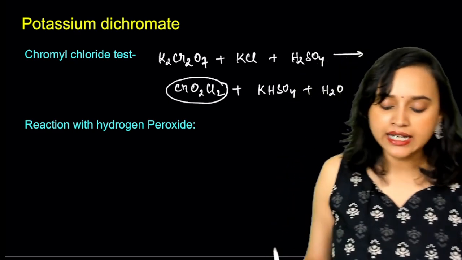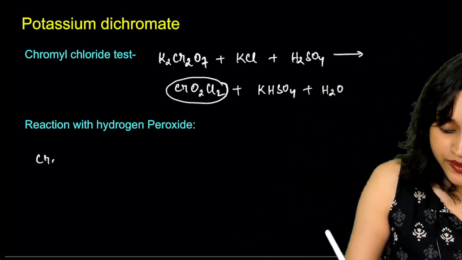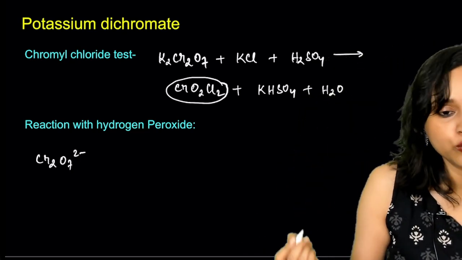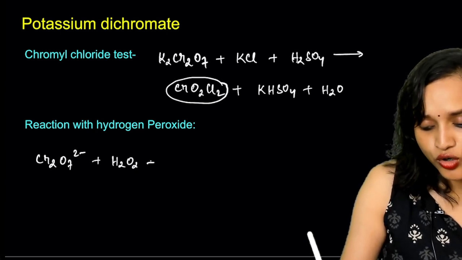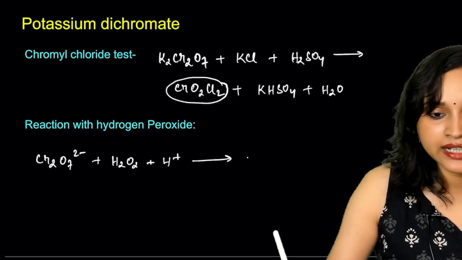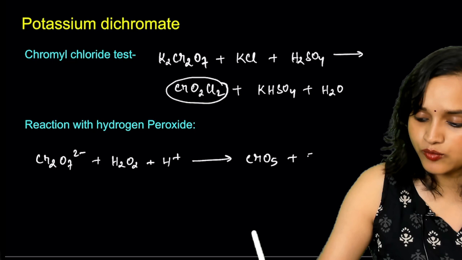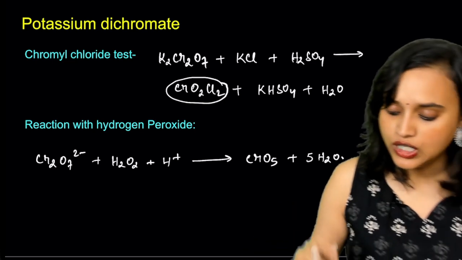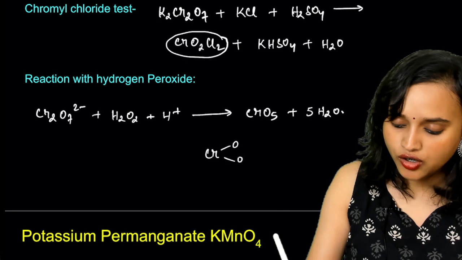Okay. All right. Now next come to hydrogen peroxide. So in case of hydrogen peroxide, what do you have? You have Cr2O7 2 minus. Yes, this is going to react with H2O2 plus some amount of H plus ions will also be there. That means that it is going to form CrO5 plus, what will you get? 5H2O. And this CrO5, how do you draw the structure? It is like this: oxygen, oxygen.